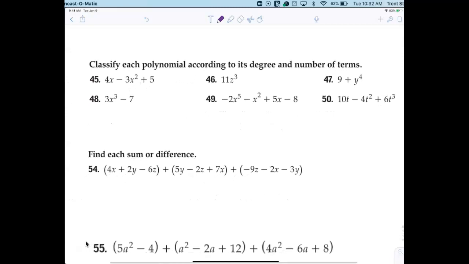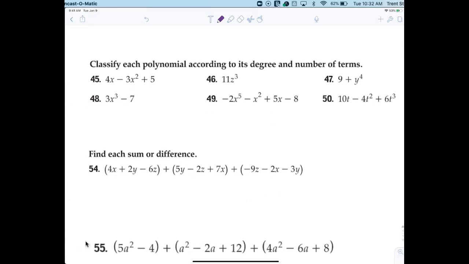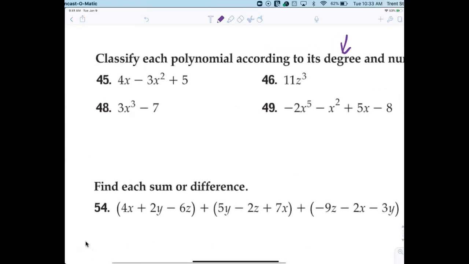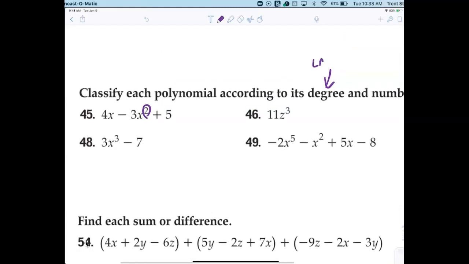45. Now, let's just talk about this real quickly. And again, the degree, when it says classify each polynomial according to its degree. All right, first of all, there's terms and then there's degrees. So the degree is just the largest exponent. So the degree here for 45 would be what? 3x. Wait a minute. No. The degree is the exponent. If you want to make yourself a note, I'm not going to test you on it, but it's the largest exponent.